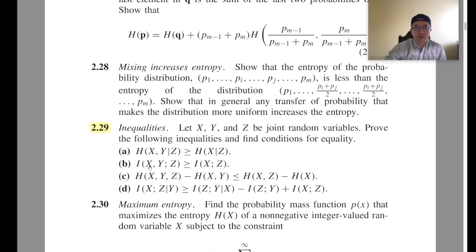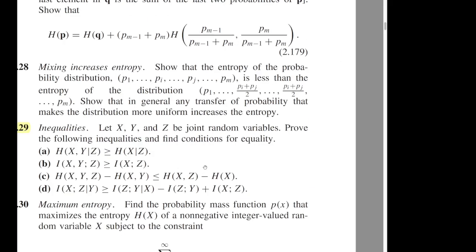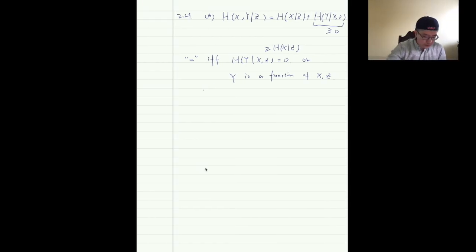For the second part, we need to show that this mutual information is bigger than this mutual information. Okay, so this can be very similar, right? Just use the chain rule of the mutual information, because the mutual information is also bigger than or equal to 0. The mutual information between y, z given x, right? And clearly here, this is bigger than 0. Therefore, we have this is bigger than or equal to this guy, right?